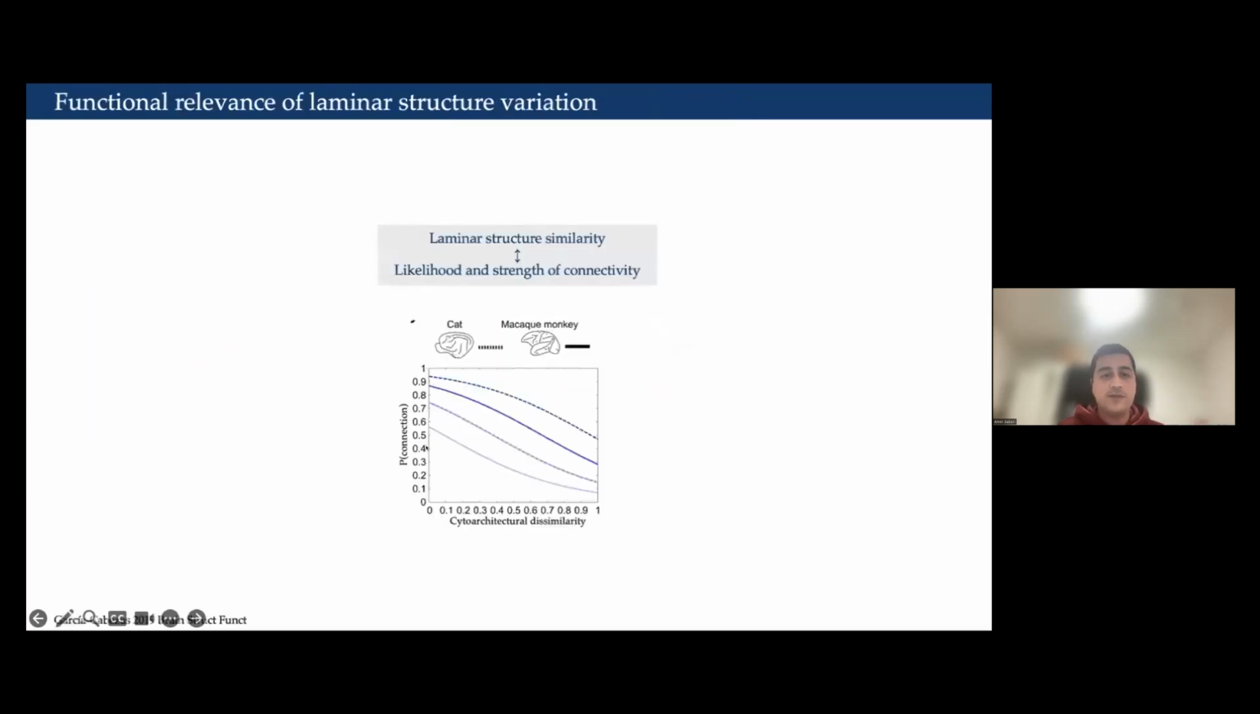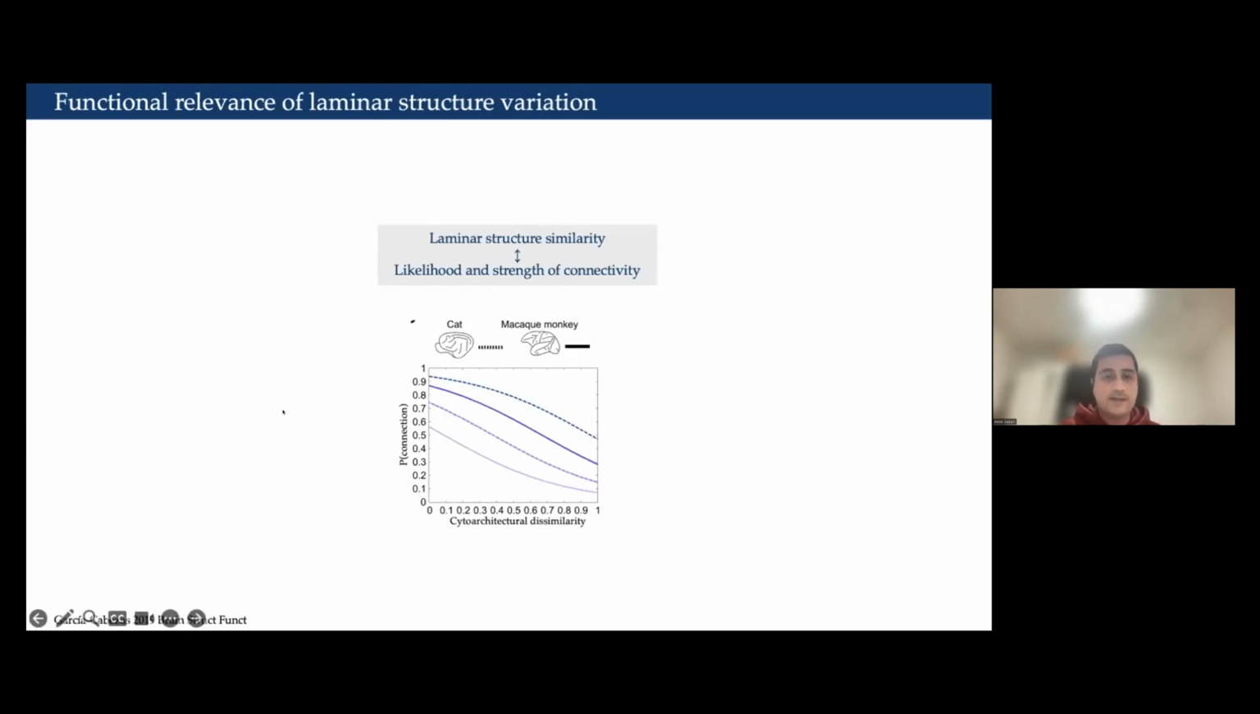Another functional relevance feature that was interesting to us to look at was the relation of laminar thickness covariance, or laminar structure covariance, to probability and strengths of connections. This has been shown in several animal studies: as two regions become more and more similar in their cytoarchitecture and laminar structure, they're more likely to be connected, and their connections would be stronger.